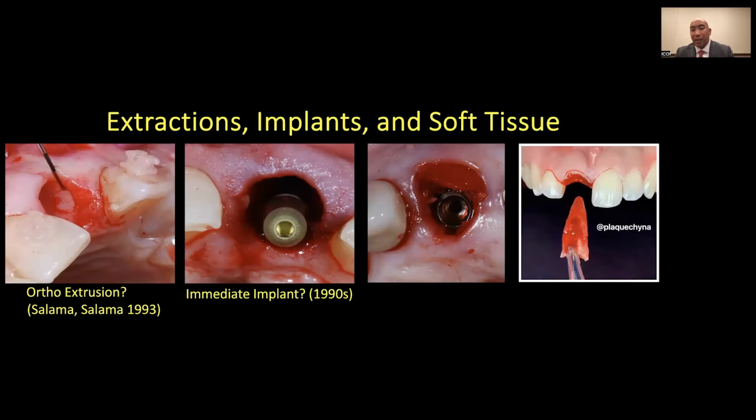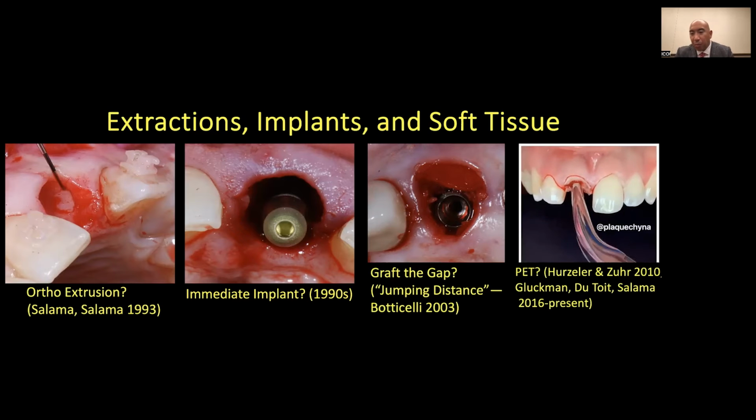We talk a lot about immediate implants, which once again, very, very popular in the 1990s. Along with immediate implants came the idea of grafting the gap. So there was this idea of the jumping distance from Botticelli and company in 2003. We now know that, I'd say, most people, when we look at the papers and talk to people at dental implant meetings, the majority of people graft the gap. Okay, that's just where we're at nowadays. And then we have another huge group of docs that promote partial extraction therapy, which is another way to protect the facial plate and the hard and soft tissues.